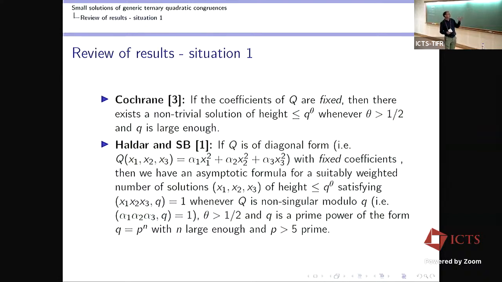So we looked at diagonal quadratic forms and the case of prime power moduli. In that case, we showed an asymptotic formula to hold whenever theta is greater than 1/2.